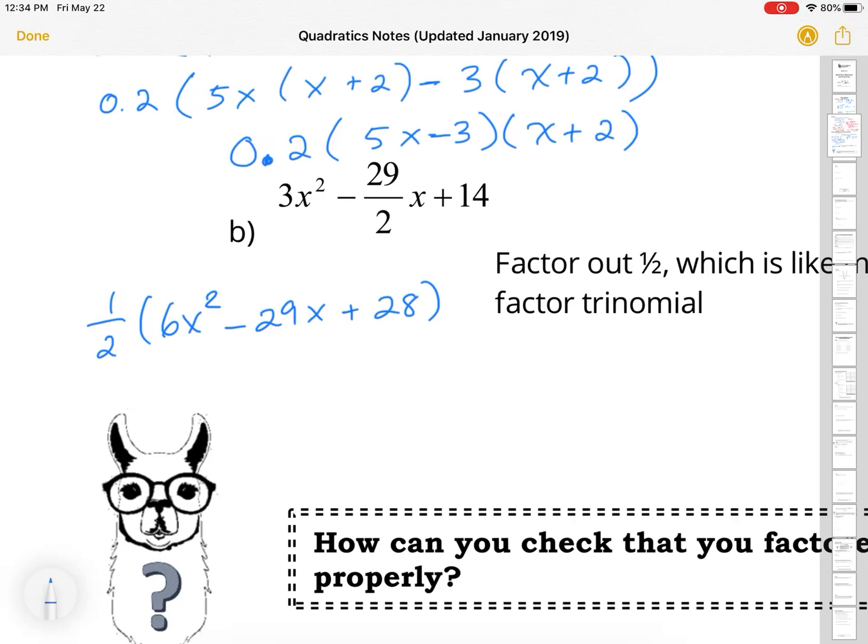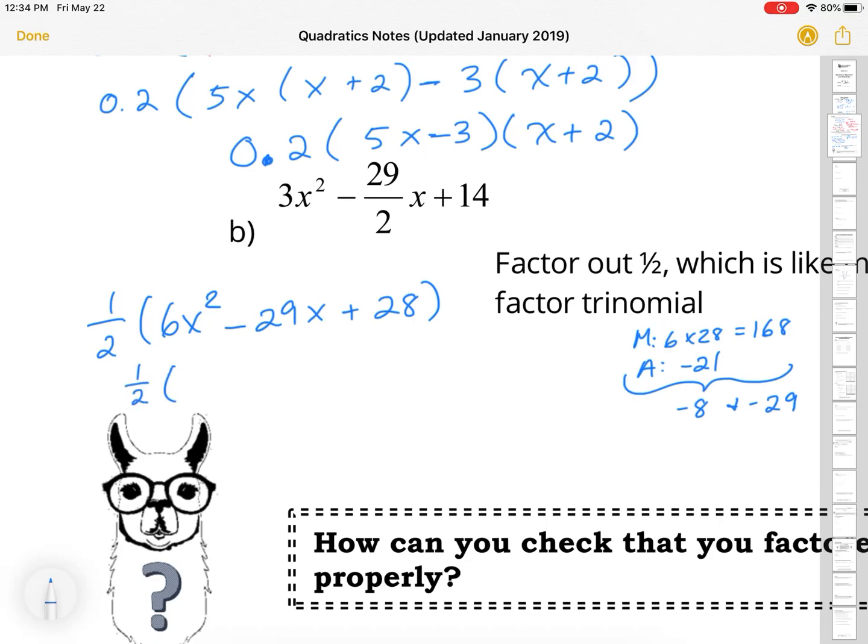Now, 6, 29, and 28 don't have a common factor. So doing my decomposition, I'm going to go 6 times 28 for my multiplication, which is 168, and they have to add up to negative 21. So the two numbers in question are negative 8 and negative 29. And I just searched and found them, okay? You have to do a little work for that.